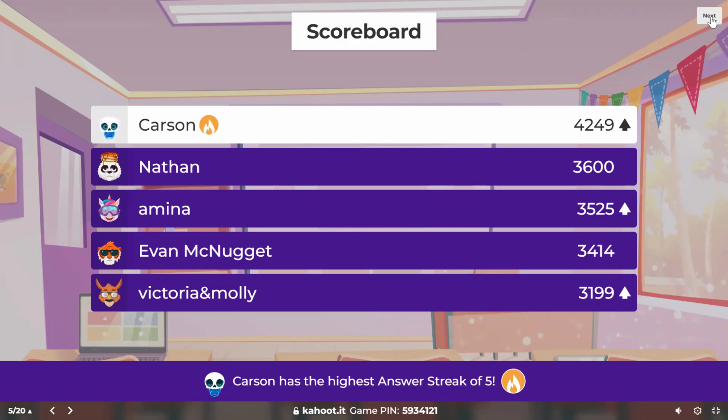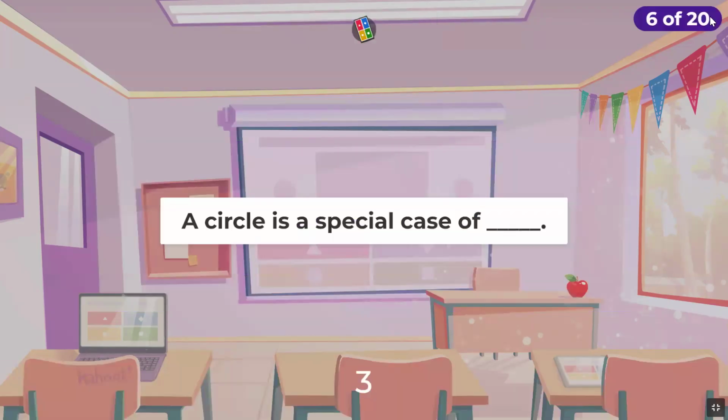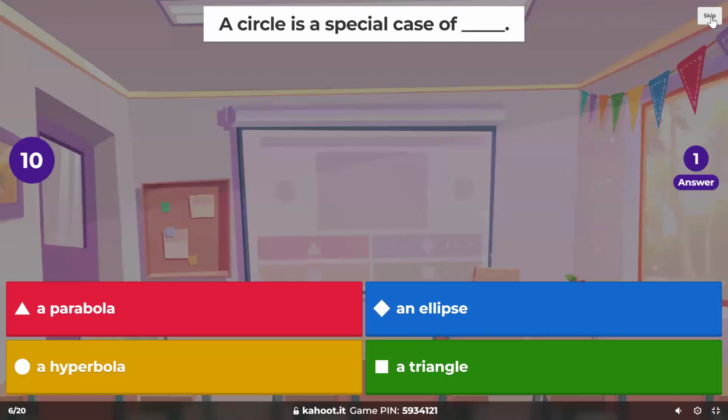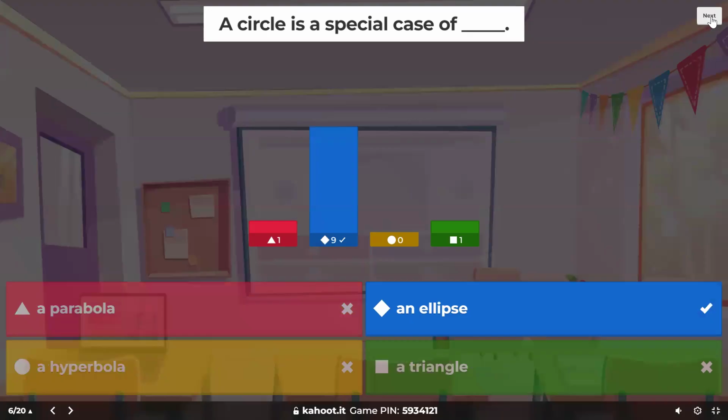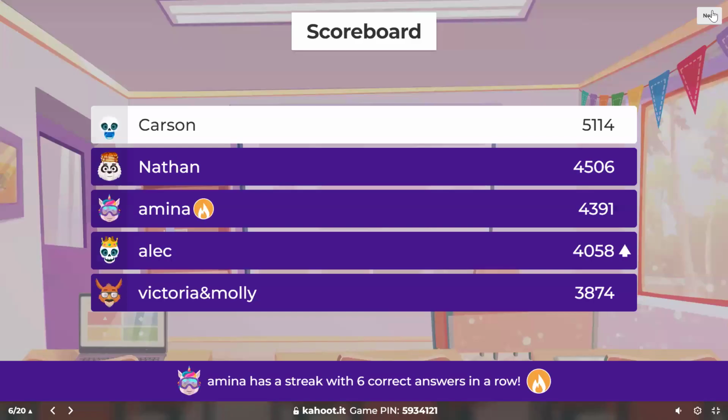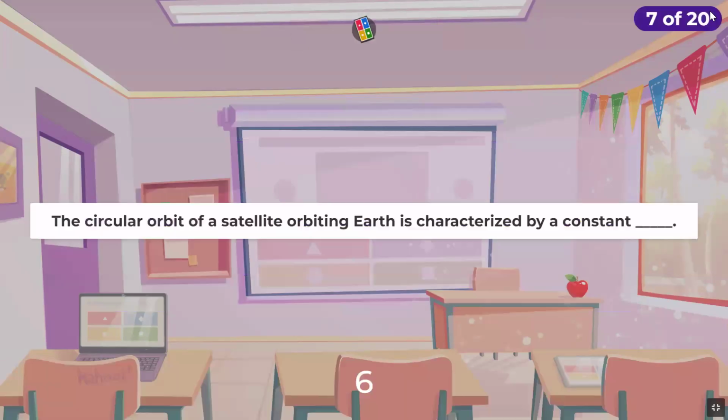A circle is a special case of an ellipse. You guys remember making an ellipse the other day with the string? You put down two pens as focal points and drew the ellipse. If those points were on top of each other, that would be a circle. So a circle is a special kind of ellipse.